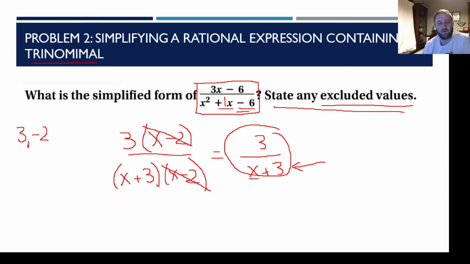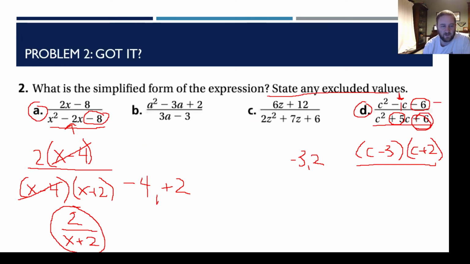Well, negative 3 plus 3 is 0, right? So if this is our solution, we know that x cannot be equal to negative 3, which means that negative 3 is called an excluded value. So this first one, our excluded value, x cannot equal negative 2. We would have an excluded value at negative 2, because negative 2 plus 2 is 0, and we can't have that. All right, so let me erase some of this stuff.